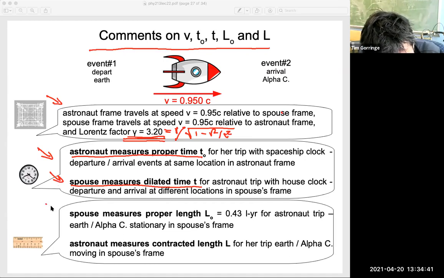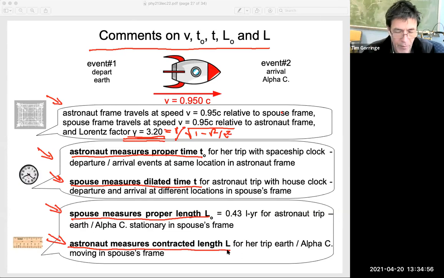What about the proper length for the trip and the contracted length for the trip? Well, in this case, the spouse measures the proper length and the astronaut measures the contracted length. In this case, the spouse is on Earth. I'm sitting back in the house, just waiting for my astronaut spouse to return.